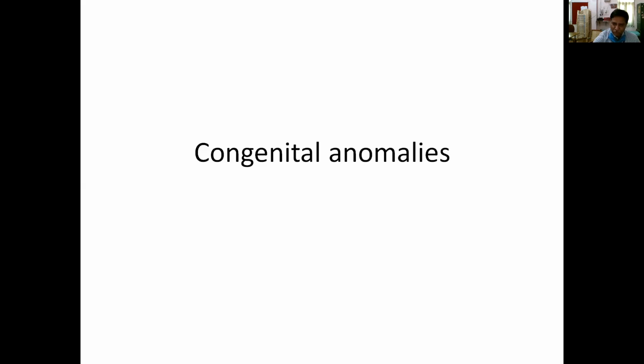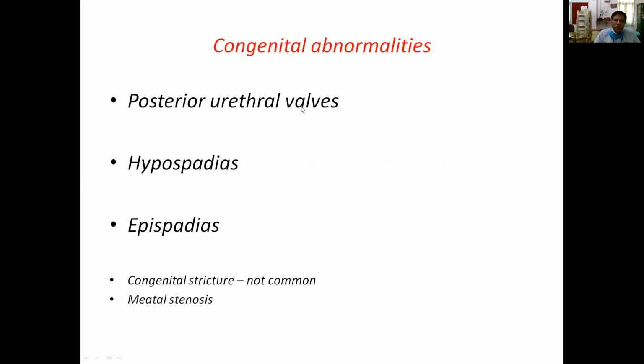So with this review of the anatomy, we will discuss congenital anomalies. The common congenital anomalies affecting the male urethra are posterior urethral valves, hypospadias, non-development of some part of the urethra, epispadias, maldevelopment of the urethra, then congenital strictures and meatal stenosis. Though they are rare, congenital strictures and meatal stenosis can still sometimes be seen in children as a congenital origin.